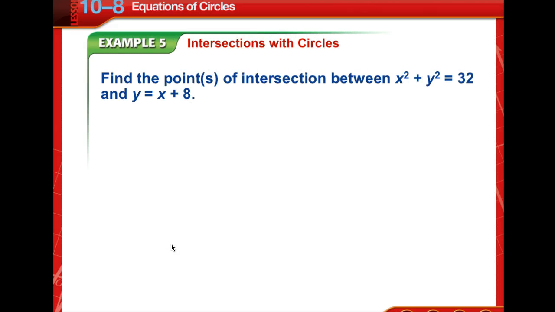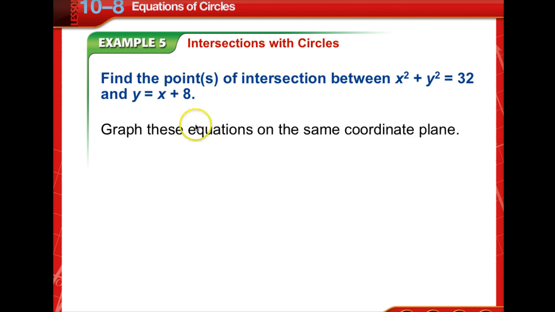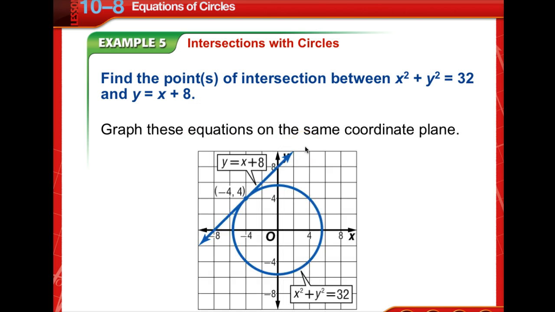A line can intersect a circle in at most 2 points. You can find the points of intersection between a circle and a line by applying techniques used to find the intersection between 2 lines and techniques used to solve quadratic equations. And we're asked to find the points of intersection between this, which is the equation of a circle, and a linear equation. So graph these equations on the same coordinate plane.